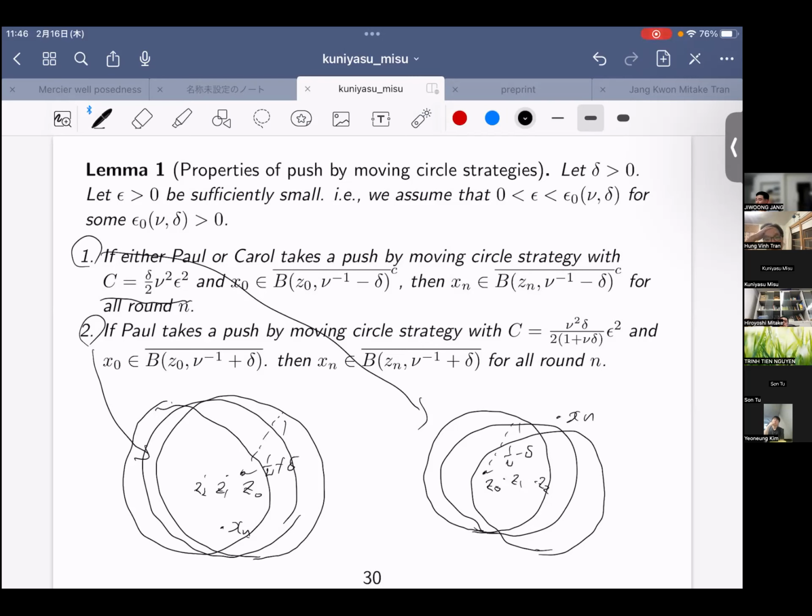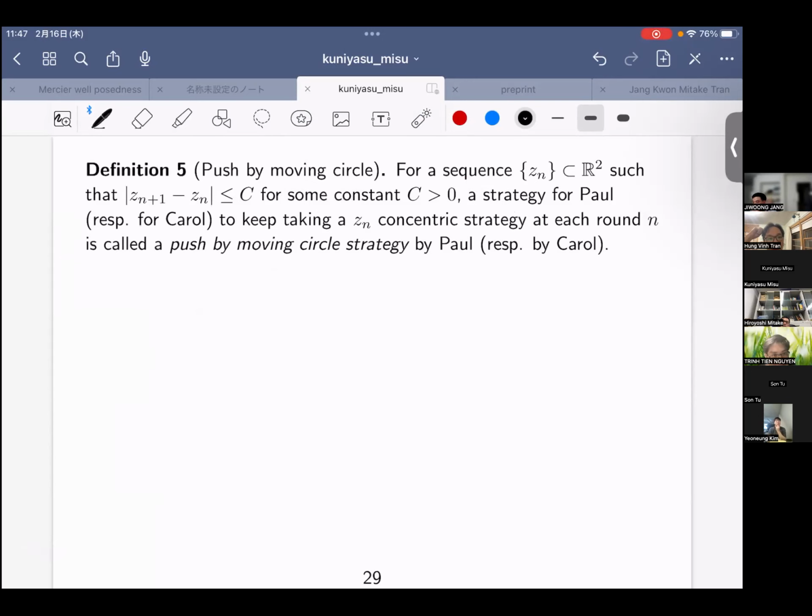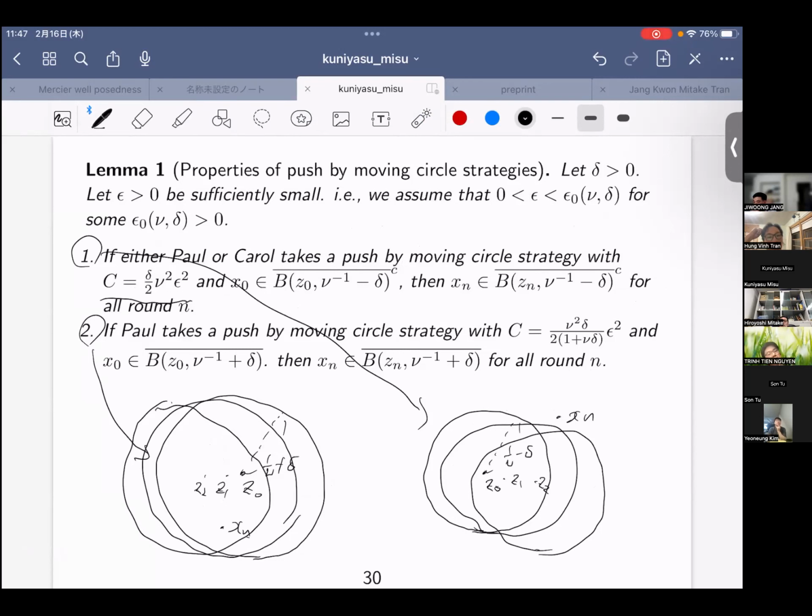I think geometrically what you draw is clear. Probably the confusion is, what is Zn? Because at each step you change the center, right? So what is the center Zn? The center Zn satisfies this condition. For any sequence of centers, moving center by center, you can control the Xn corresponding to that sequence of centers. Yes, that's right. Please move forward. Thank you.